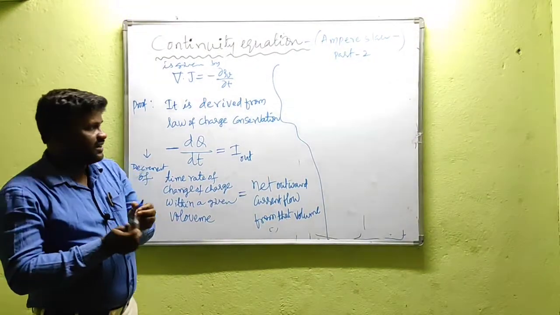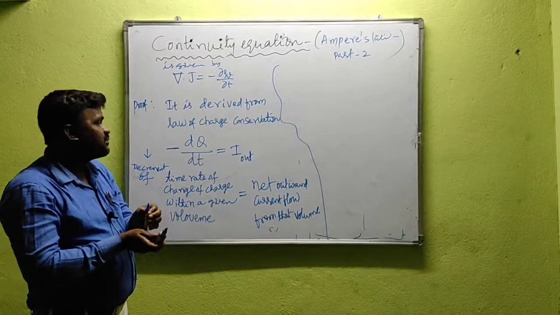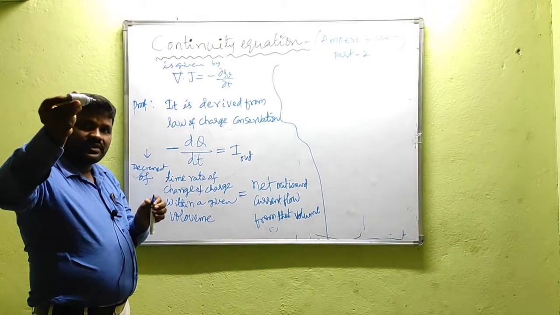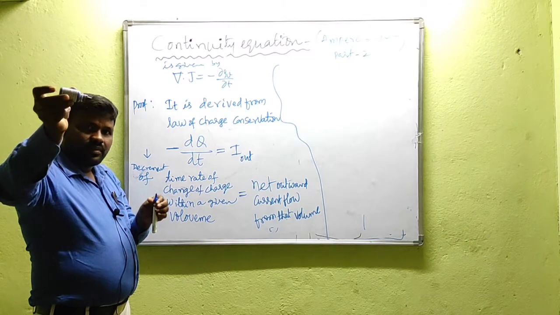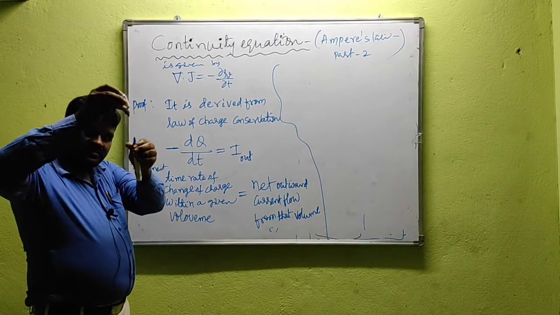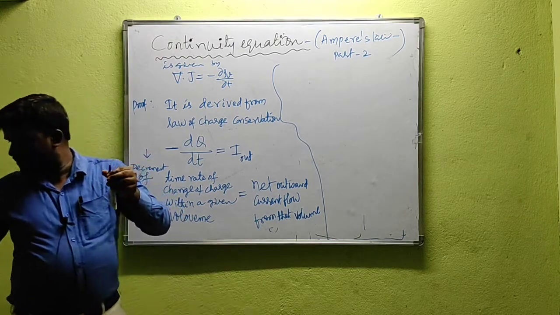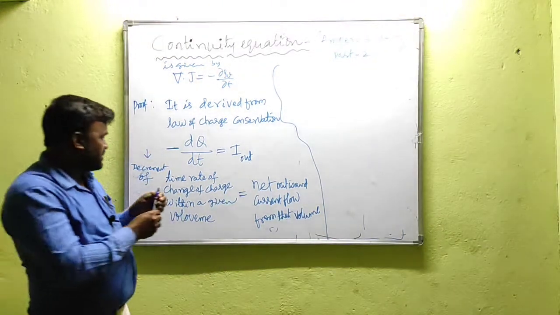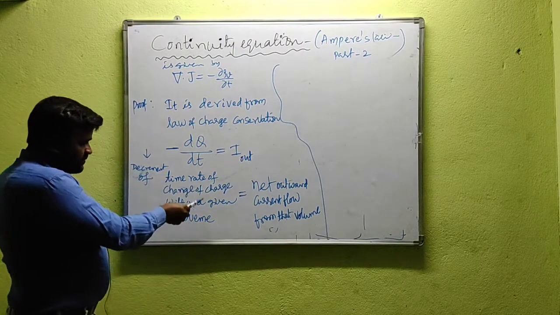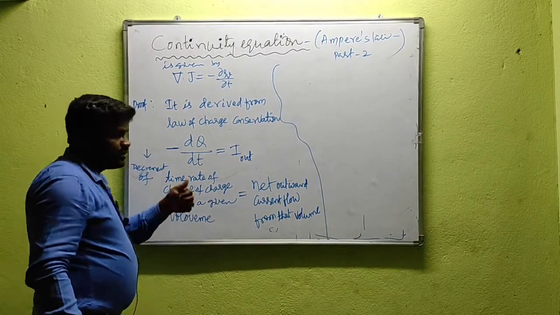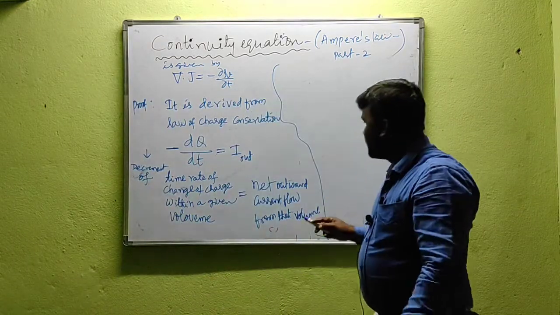What is the definition of current? Current is nothing but charge per unit time. So if time changes, the charge passing through changes, that means the rate of change of charge with respect to time changes. So here the decrement of the rate of change of charge within a given volume leads to the net outward current flow. Now let us write this like this.